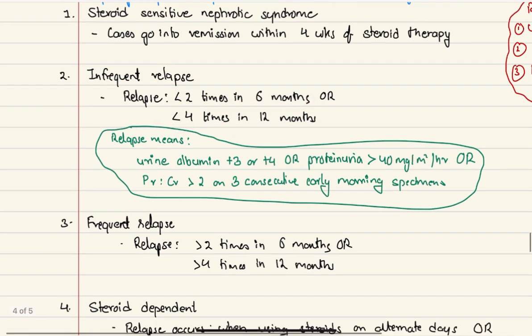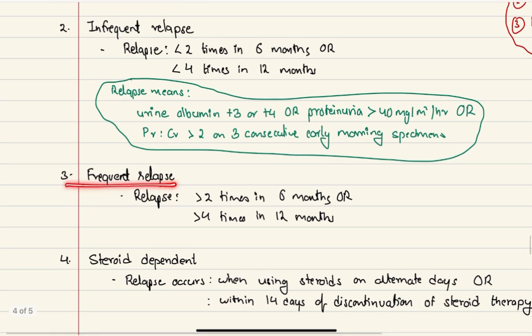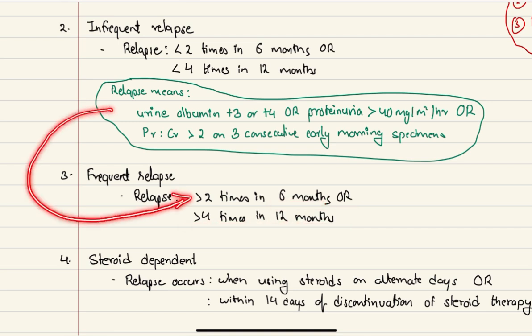Now, in contrast to this, frequent relapse means more than 2 times in 6 months or more than 4 times in 12 months. So if these features occur more than 2 times in 6 months or more than 4 times in 12 months, this will be called as frequent relapse.